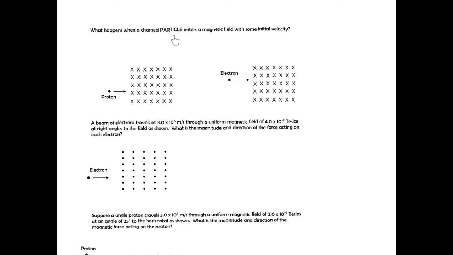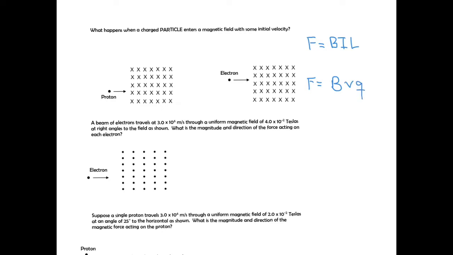What happens when a particle enters a magnetic field with some initial velocity? Well, this is going to end up being very similar to what happens to the electrons in the wire when we did F = BIL. Except we're going to now use a formula for charged particles, which is F = BVQ.